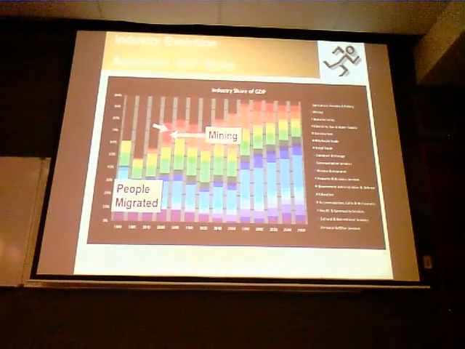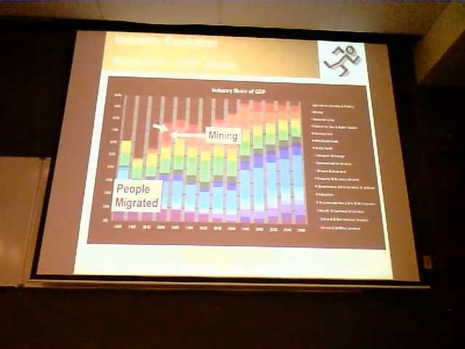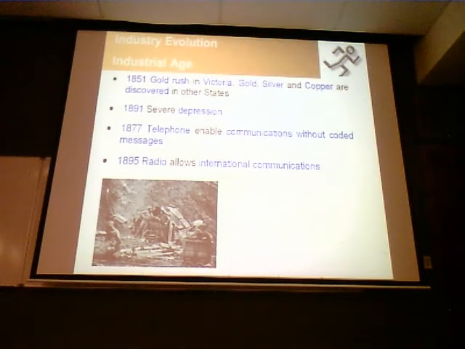And when you get a mass migration of people, what follows also is a mass unemployment increase, and also usually a depression or an industry downturn as people are migrating out of one industry into the other. And that's indeed what happened. I guess in '51 the gold rush started in Victoria. We found gold and silver and copper in some of the other states, and there was a severe depression as we were racing out of the agricultural sector and trying to race into the mining sector.